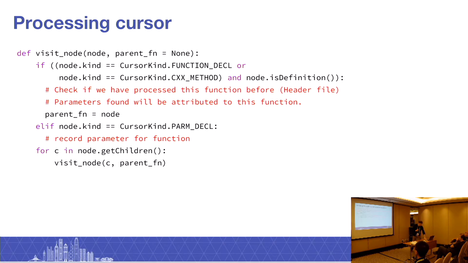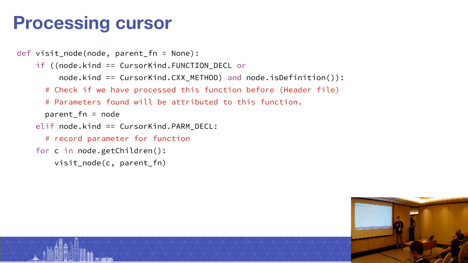Okay, so here's my visit node, very, very simple. Function decl, CXX method, that's just asking, am I a normal function, am I a C++ function, and is definition. That was important, and that's also one of the caveats I came across. Initially when I started with Clang, I said don't parse function bodies because I was only interested in the number of parameters, but it turned out I had to parse the whole body in order for isDefinition to work.